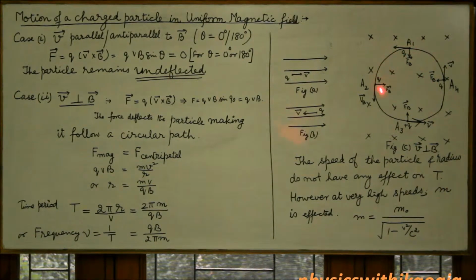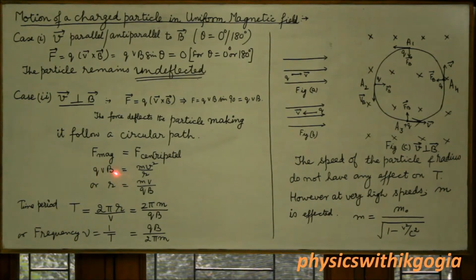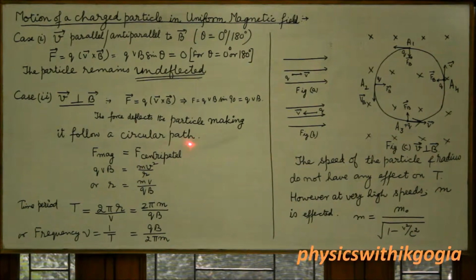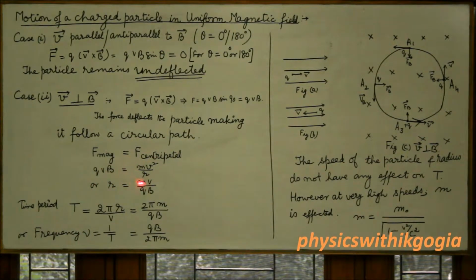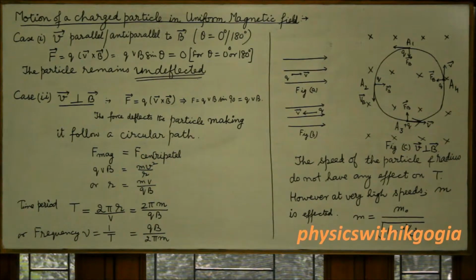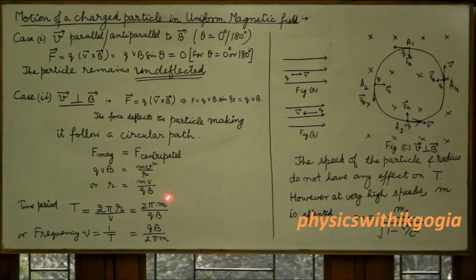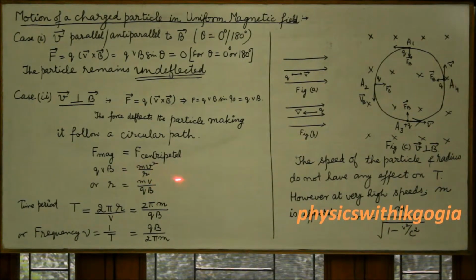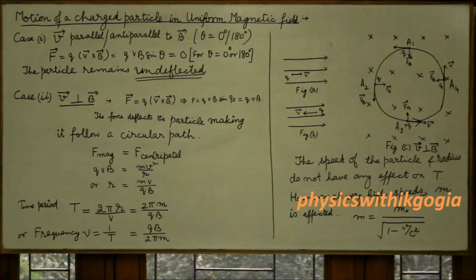So the particle follows a circular path with the magnetic force providing the centripetal force, that is qvB equal to mv squared upon r. Simplifying, you get the expression for radius, mv over qB. You can also write it as p over qB, p being the momentum of the charged particle.